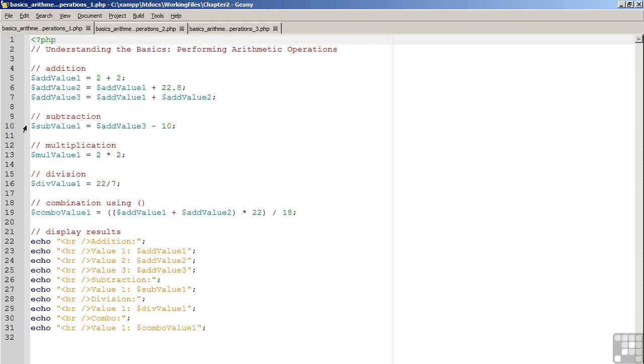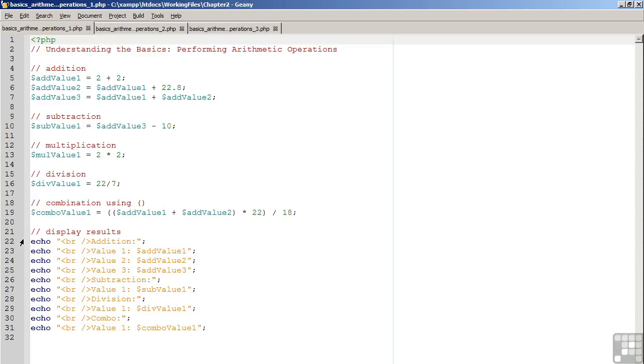To perform subtraction, use the minus sign. For multiplication, use the asterisk as seen on line 13. For division, we use the slash symbol. You can also make your arithmetic operations more complex by using parentheses. Notice on line 19, the innermost parentheses, addValue1 plus addValue2. That operation is then multiplied times 22. The result of that operation is then divided by 18.